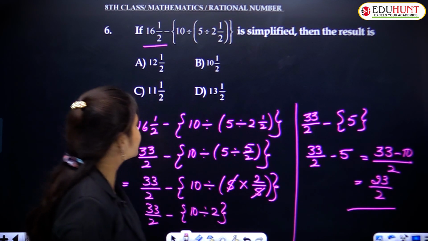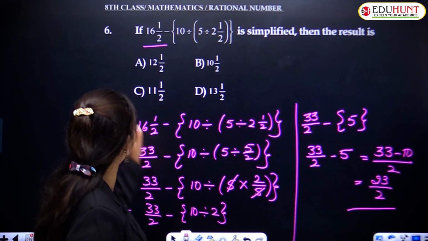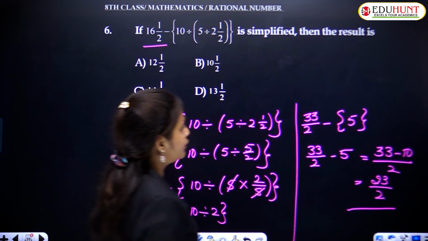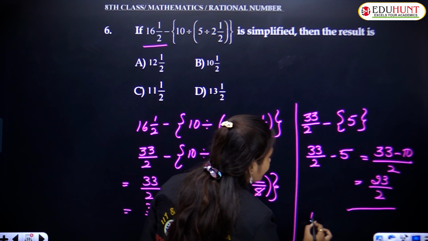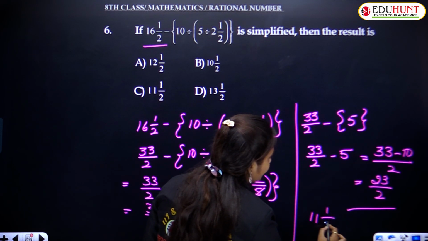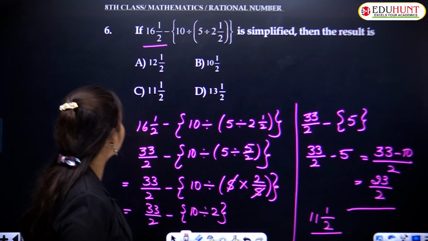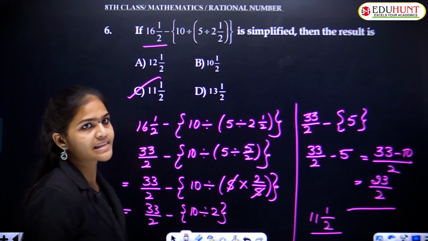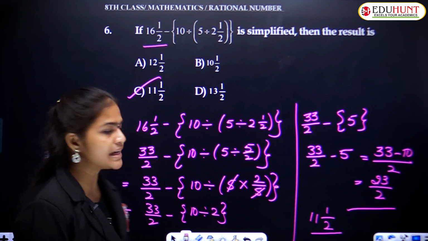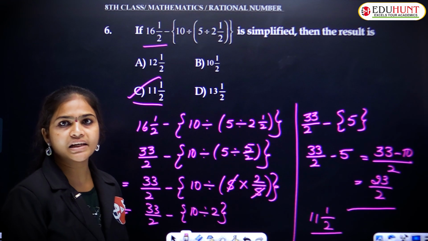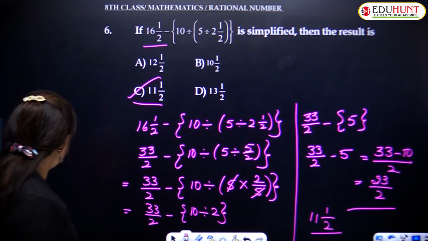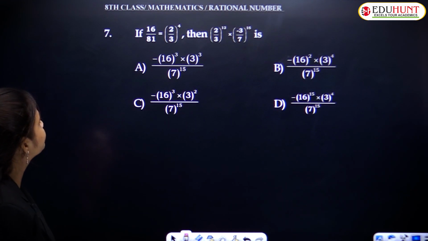So what is that answer here? 23 by 2, but here mixed fraction they given, so that's why 23 divided by 2, 2 11s 22 and 1 by 2, so 11 and half is that answer. So option C is correct here. Which option is correct? Option C is correct, that is 11 and half. Am I clear to you children? Yes. So children, let us see the next 7th question.